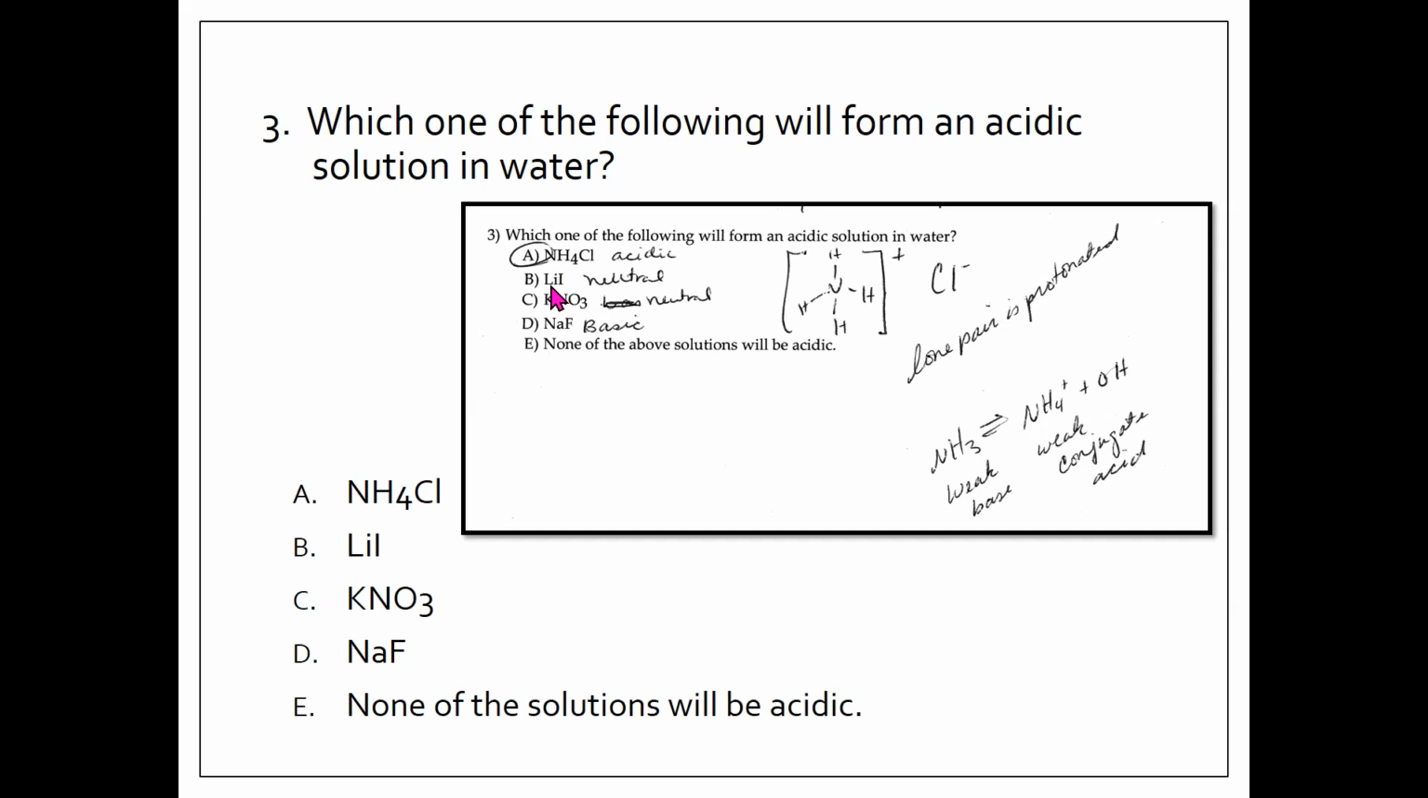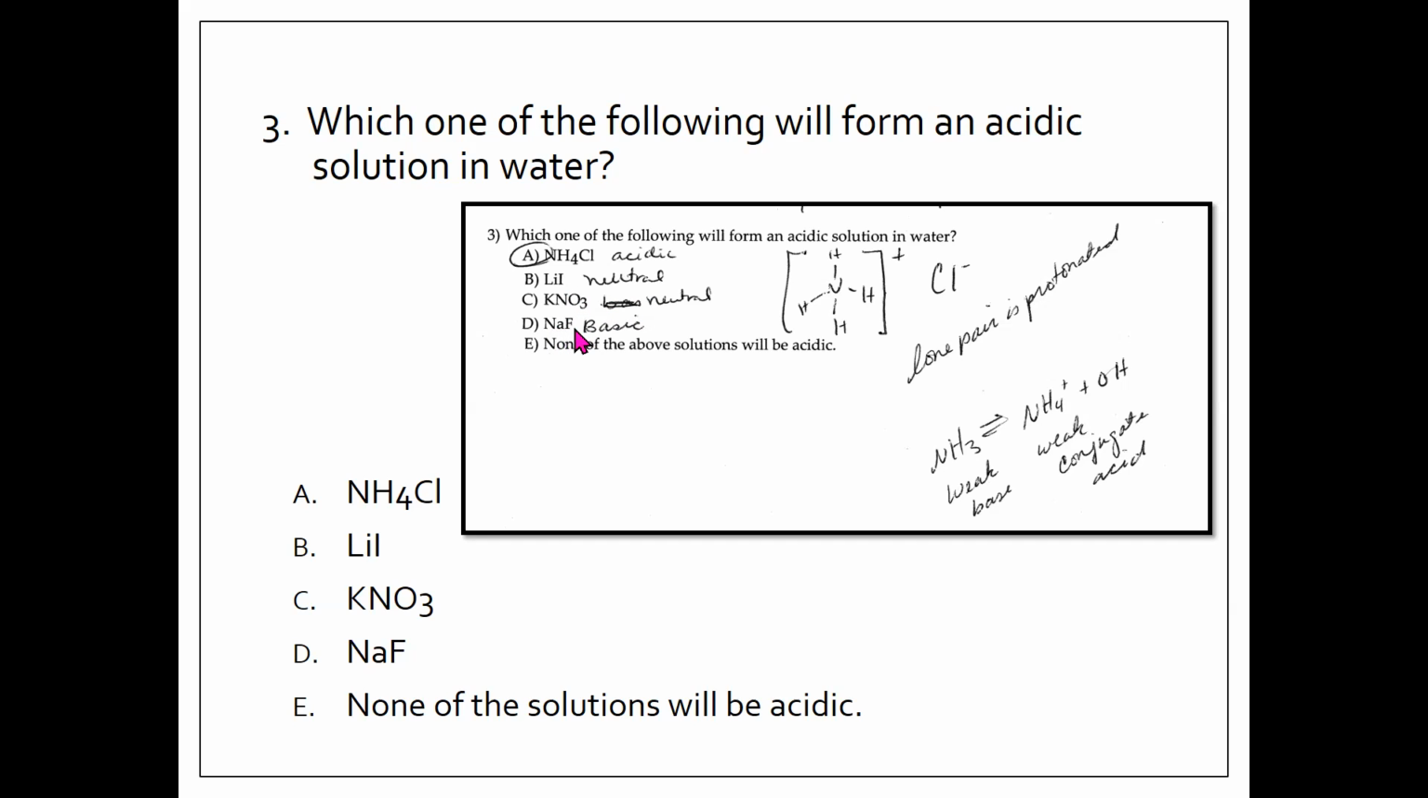If we look at the others, lithium is an alkali metal, so that's neutral. The iodine, also think of that coming from HI, that's a strong acid, that's also going to be neutral. Potassium, think of that from potassium hydroxide, that's strong, so that's going to be neutral. HNO3 is a strong acid, so that produces a neutral salt.